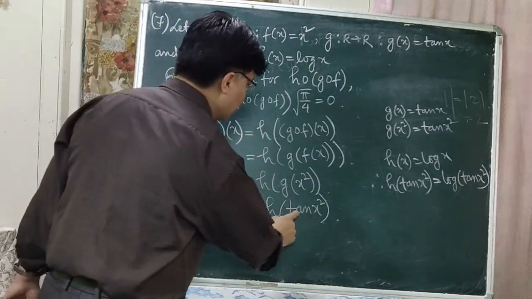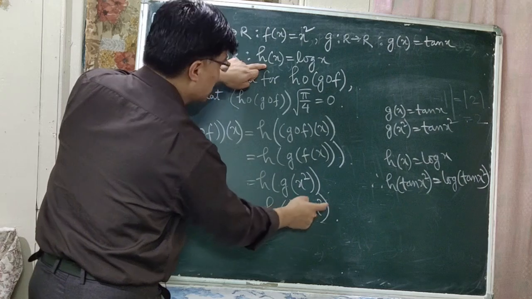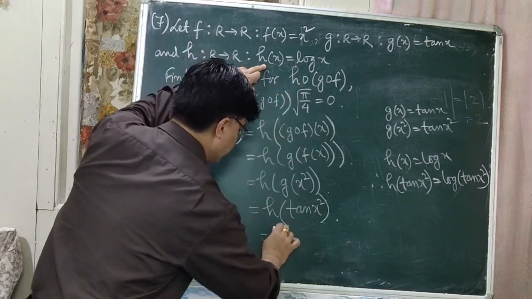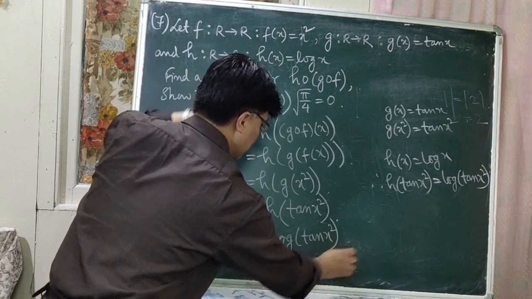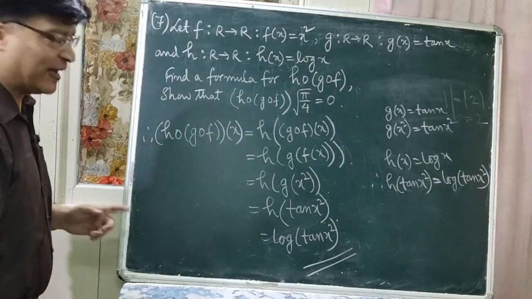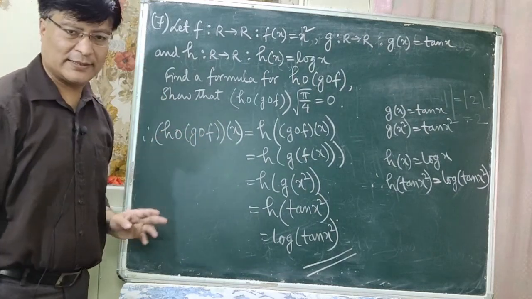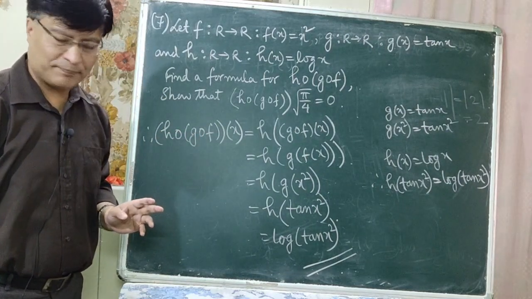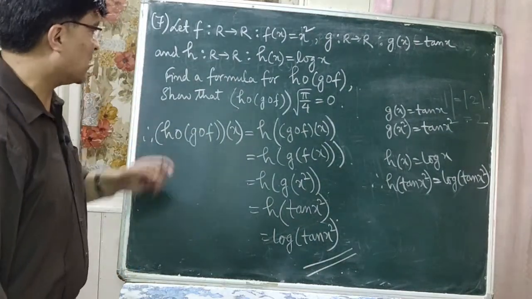So what is the value for H of tan X square? Instead of X you have to put tan X square. So its value will be log of tan X square. So this is the value for HOGOF of X. So I think you have understood it. So you can copy it. So now we'll do the second part.